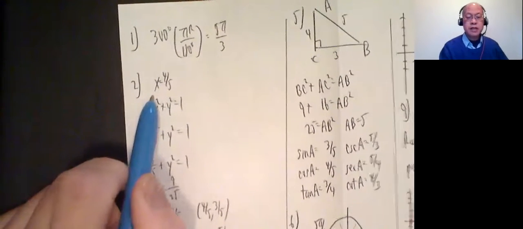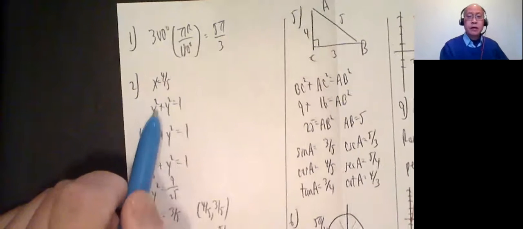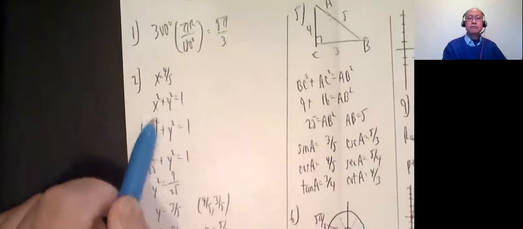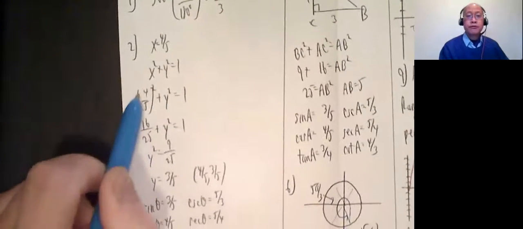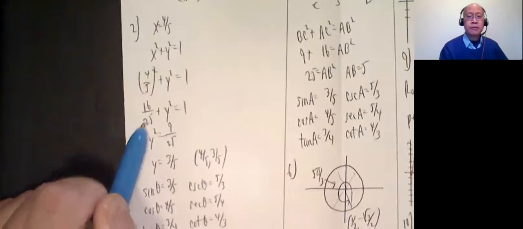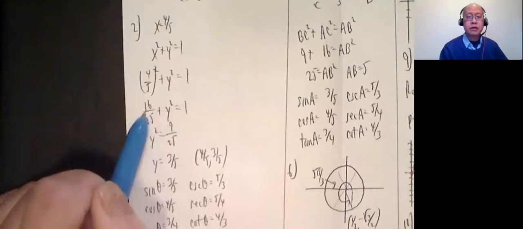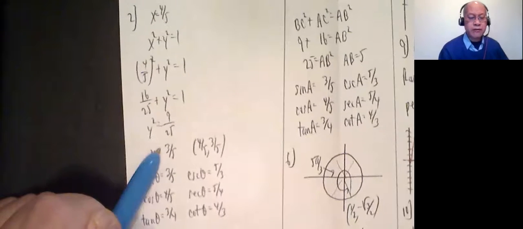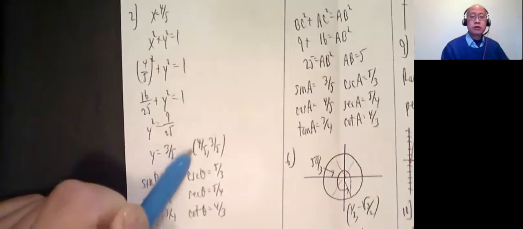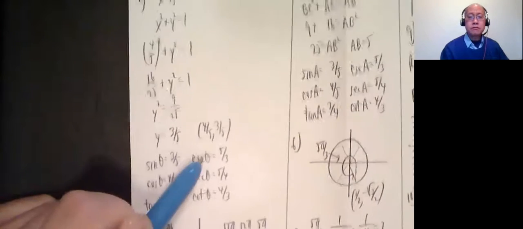Number 2, you're given x is equal to 4/5, x squared plus y squared equals 1. So x squared is 4/5 squared plus y squared equals 1. 4/5 squared is 16 over 25 plus y squared equals 1. Subtract 16 over 25. Y squared is 9 over 25. Y is equal to 3/5. We're told that we're in quadrant 1, so the ordered pair is 4/5, 3/5.